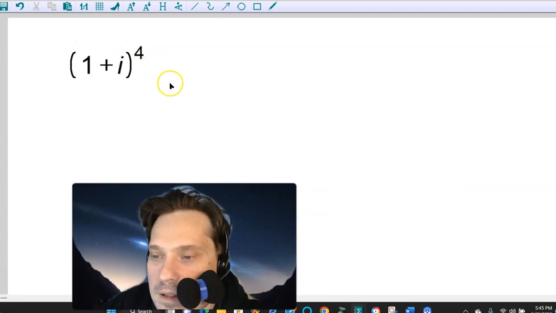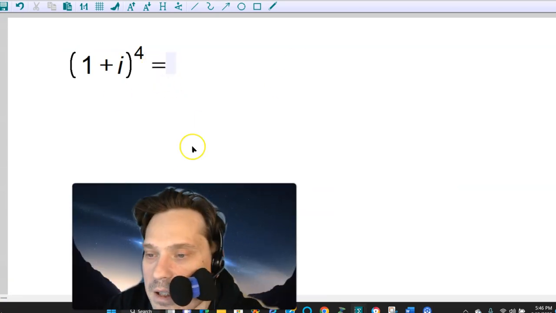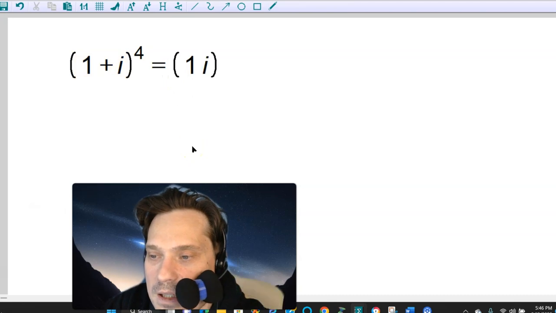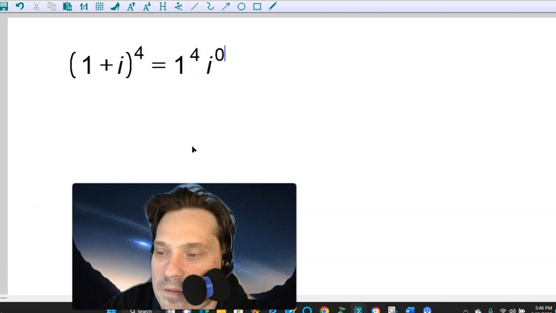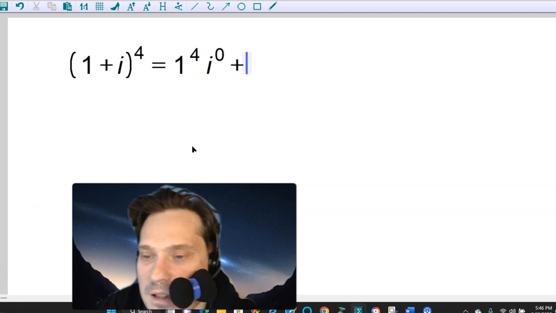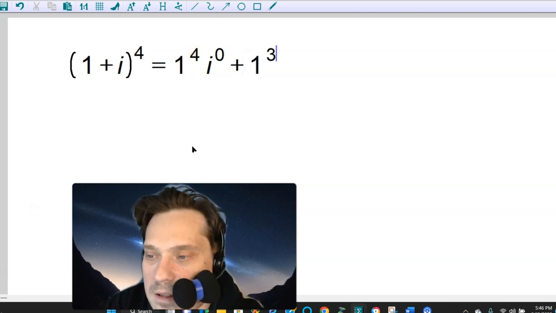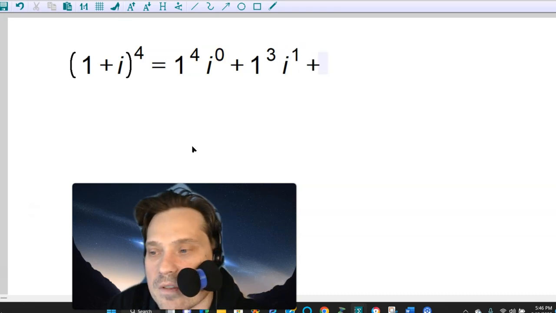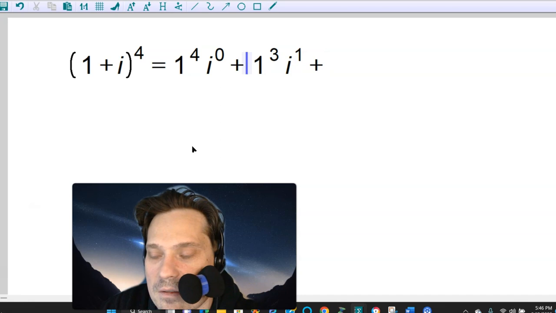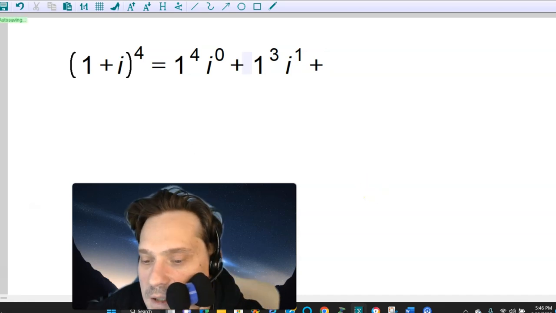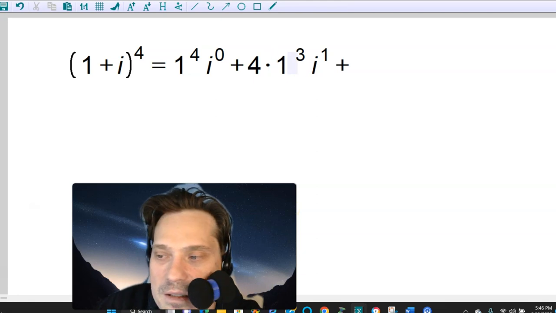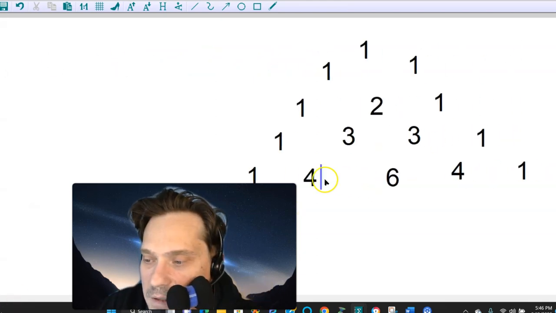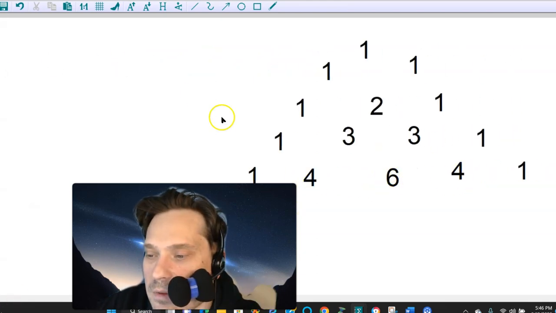So let's go through the process, applying Pascal's triangle. I take 1 to the 4th, and i at first raised to the 0. Plus, then you're going to have 1 raised to the 3rd, and then i raised to the 1st. Then you're going to have plus. If you want to be very official, you add the coefficients now from Pascal's triangle. So remember, this one here will be a 4. I just remember it because I've done it a whole bunch of times. So you see it's coming from this 4 right here, okay? And then the 6, the 4, and the 1 again.